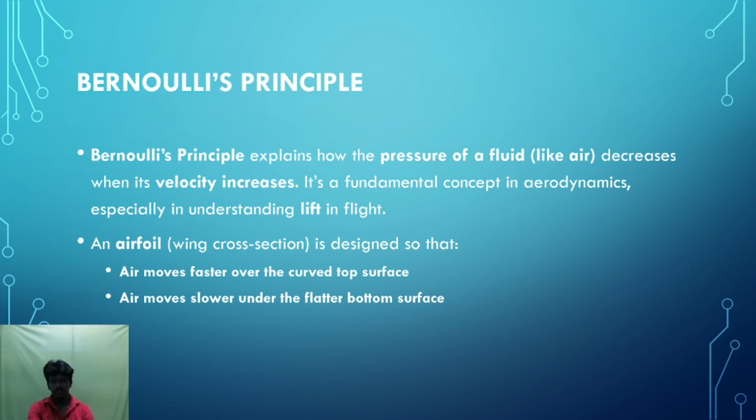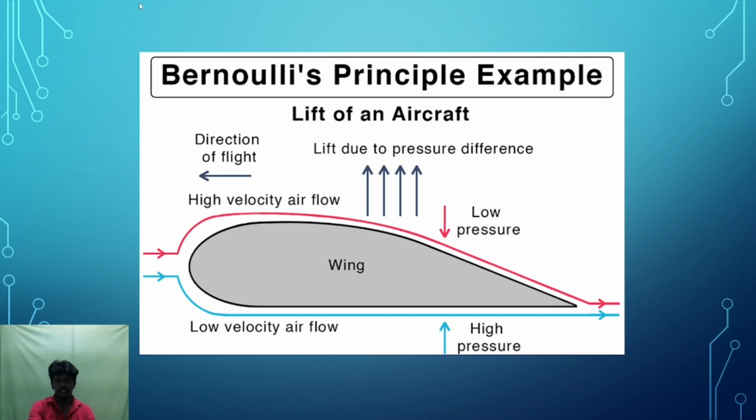An aerofoil wing cross section is designed with two curvatures, an upper curvature and a lower curvature. This is called camber. Some aerofoil designs have a flattened bottom and a highly curved upper surface. Air moves faster over the curved top surface and slower under the flatter bottom surface. This is the main phenomenon, and in this way we generate lift according to Bernoulli's principle. This is the schematic diagram.